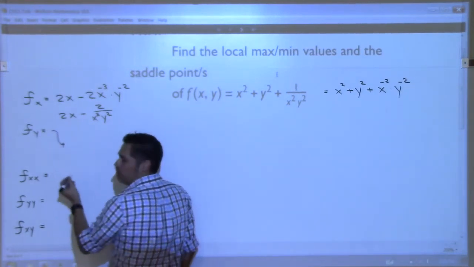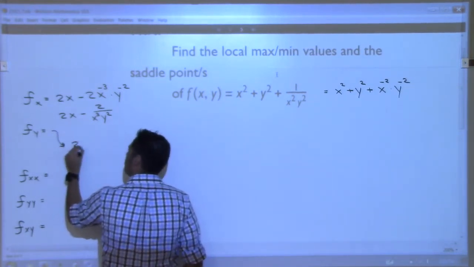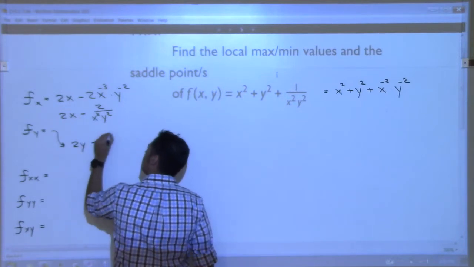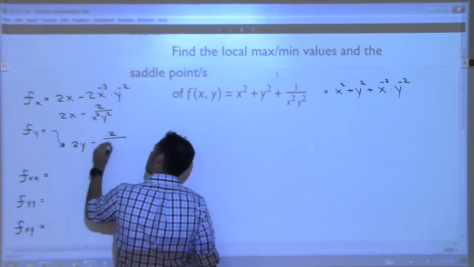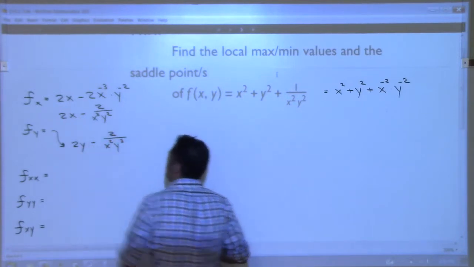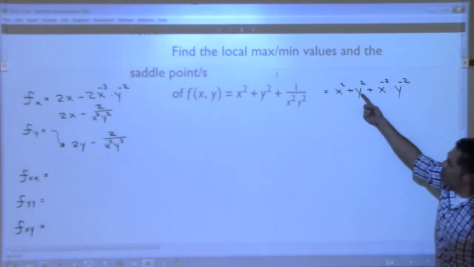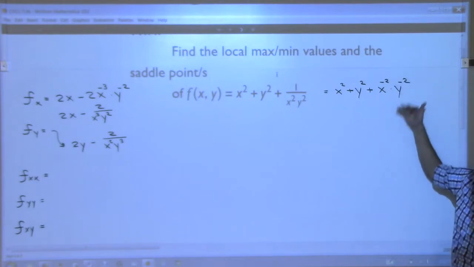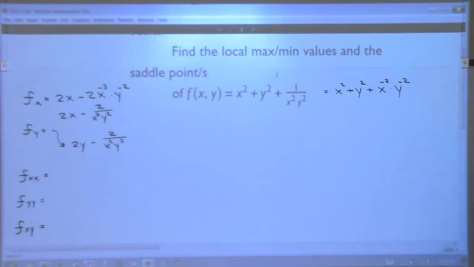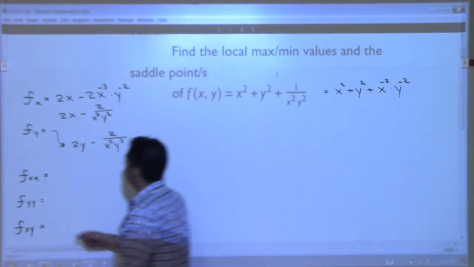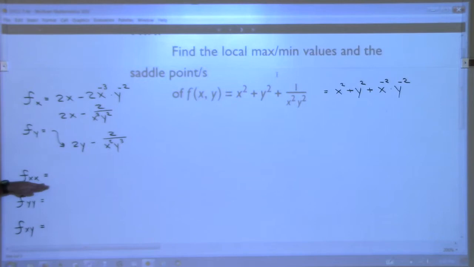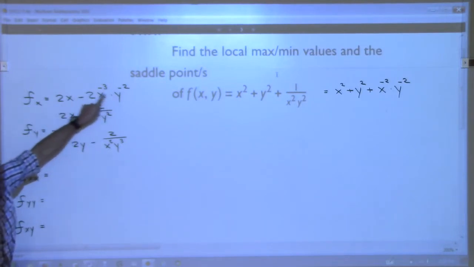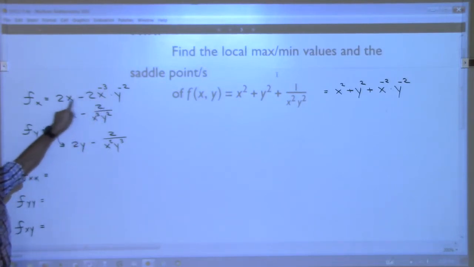Well, same thing, basically, right? Except we got 2y minus 2 over x squared y cubed. So if you went through and did the same thing, derivative of that would be 2y. This is a constant. Negative 2 comes out. So wouldn't you get the same sort of pattern? Let's do it. What about fxx? Let's go ahead and do this one. So I'm going to do it off of this one. I'm not going to go back down to this one.